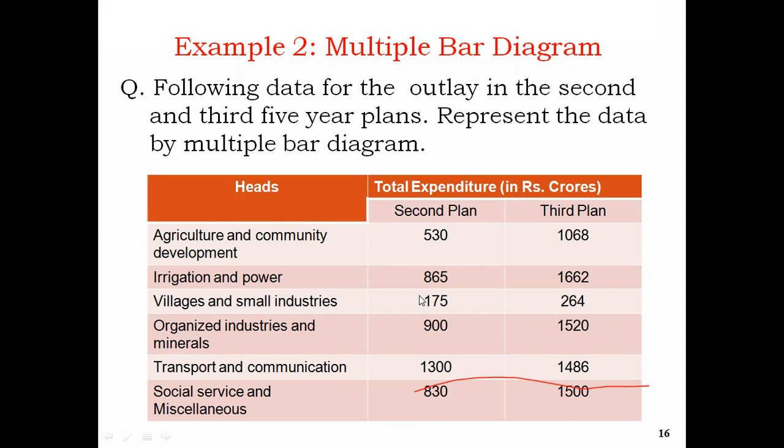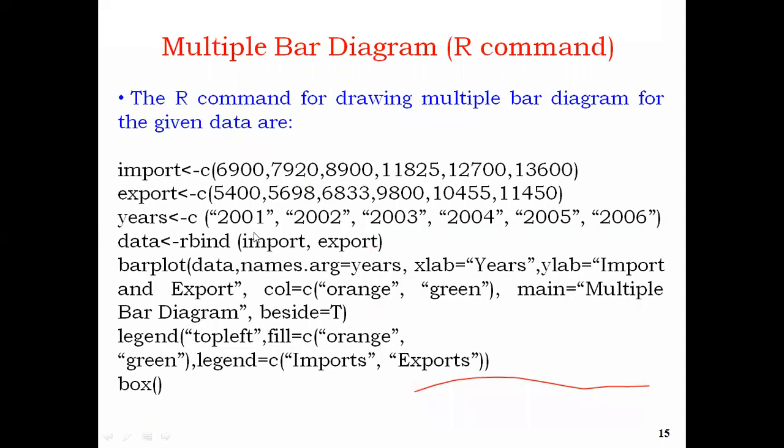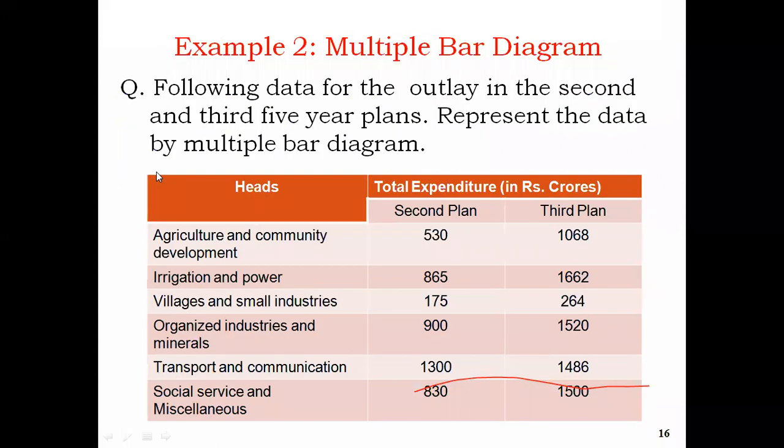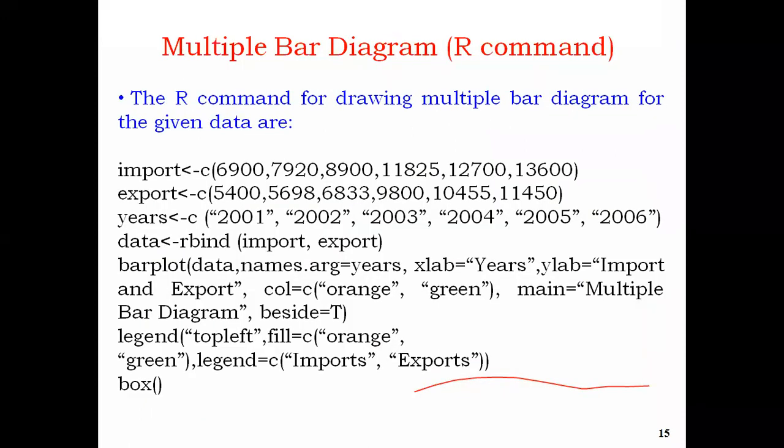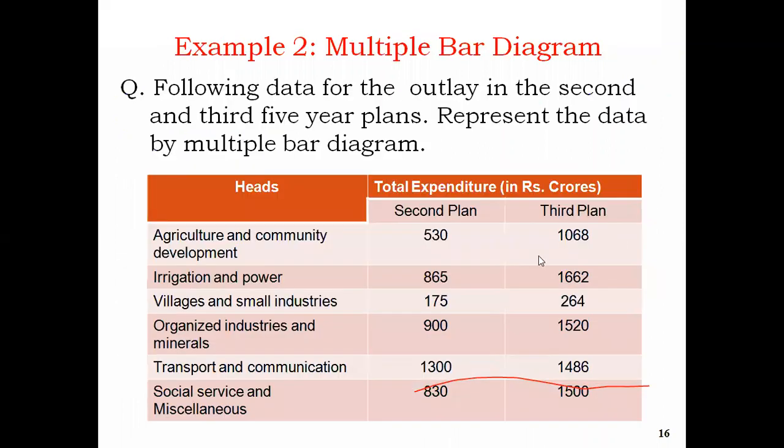Do the same thing, but here, in place of import and export, you write second plan and third plan. Then for years you write heads, and then you have to write all the names. Here I'm giving only the years 2001 to 2006, but you have to write the names of the heads: agriculture and community development, irrigation and power, all those things you need to write here.